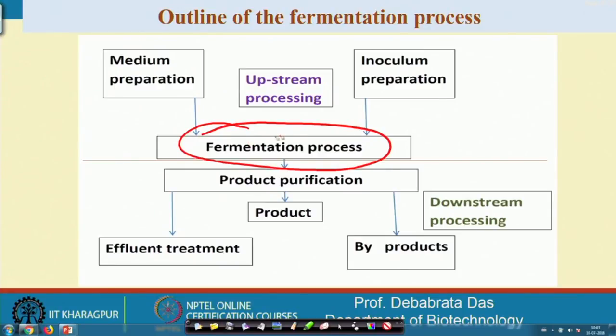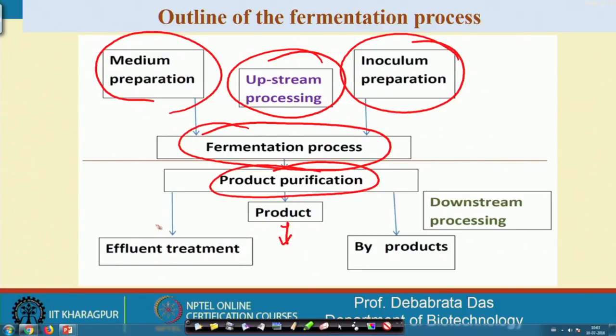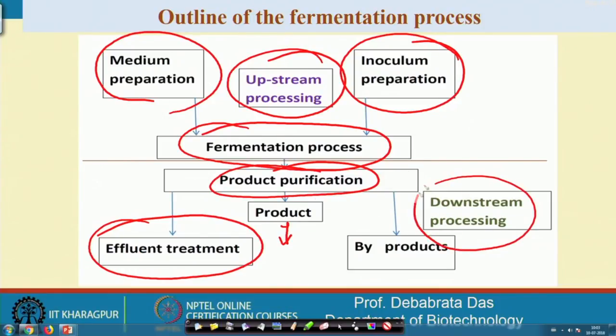Now, before the product formation, you have to prepare the media, you have to do some kind of upstream processing, as for example air sterilization and medium sterilization, and also you have to do the inoculum preparation. Then after the fermentation is over, you go for product purification, and after the product formation, you should have the effluent treatment process, so that your environment is safeguarded. And this purification takes place through different downstream processing. So all these things we will be covering in this course.